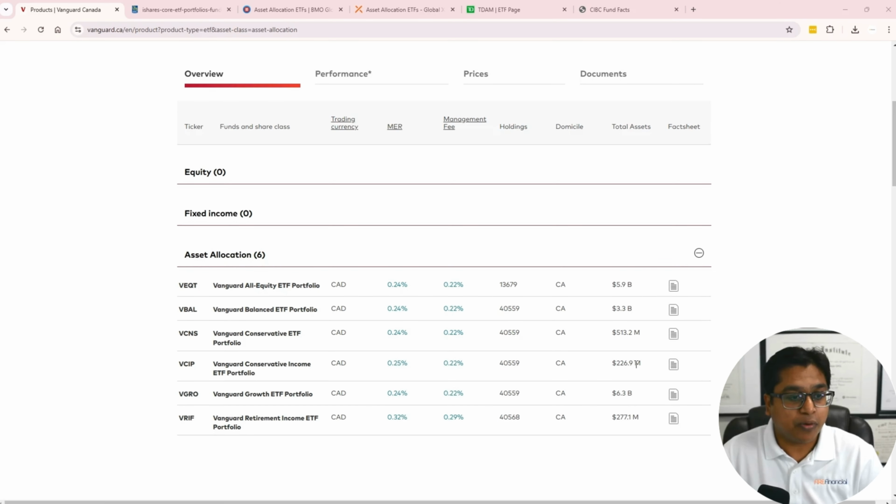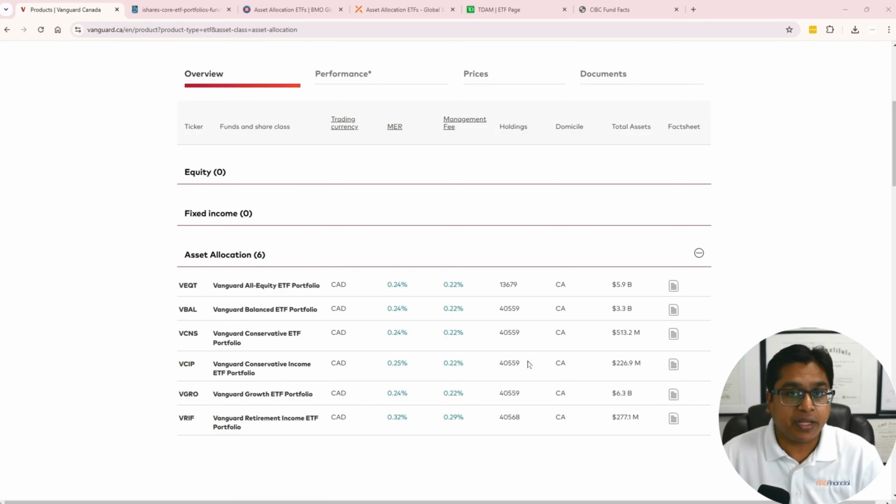The smallest one is the conservative income portfolio, because most conservative investors typically deal with a different advisor, and financial advisors typically don't use asset allocation ETFs. They use individual ETFs. Maybe they need to justify their investment management and collect fees, and that's why they don't buy these asset allocation ETFs. But as you can see, if you are on the growth side, you can buy one of these ETFs.